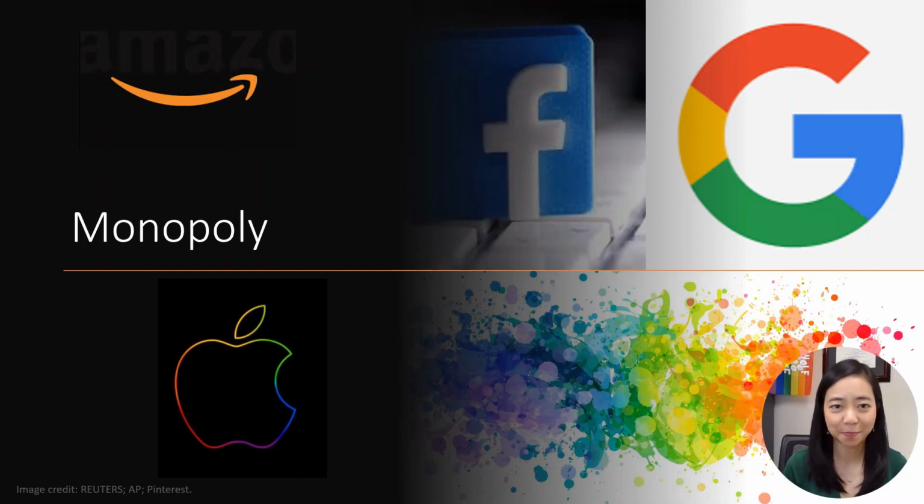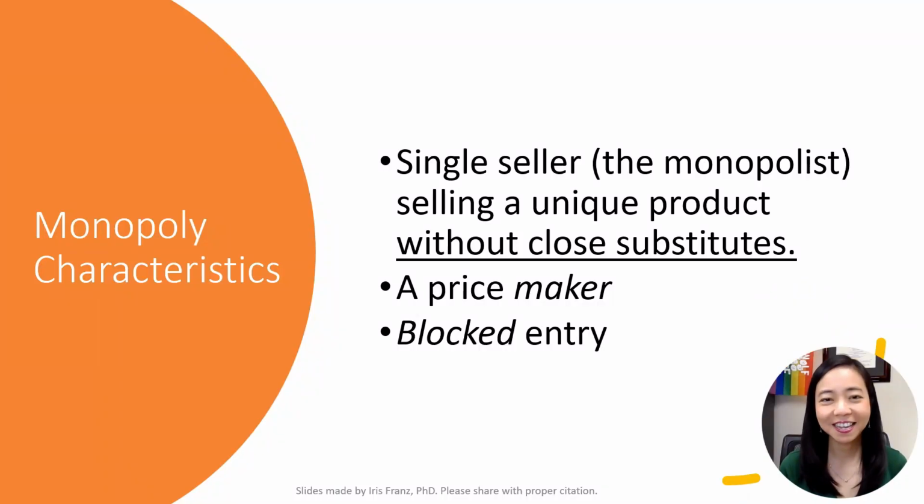Today we will talk about monopoly. Monopoly is a market structure with a single seller, the monopolist, selling a unique good or service without close substitutes. A monopolist is a price maker as the entry to the market is blocked.